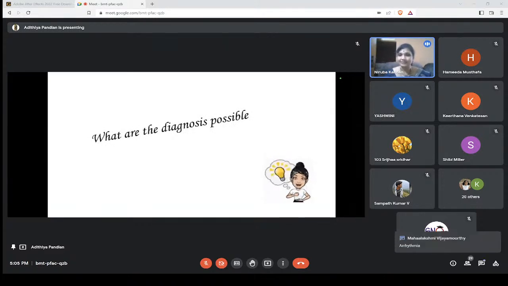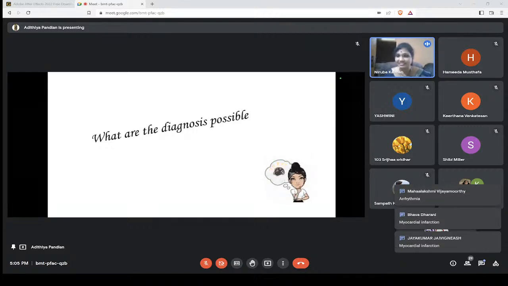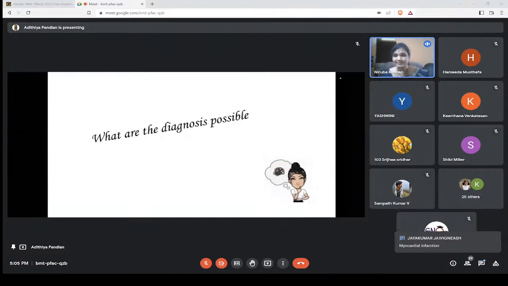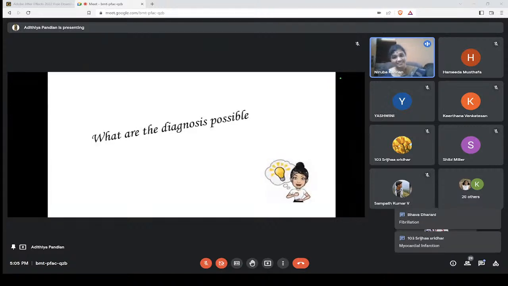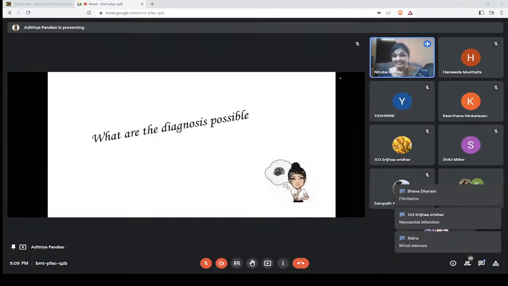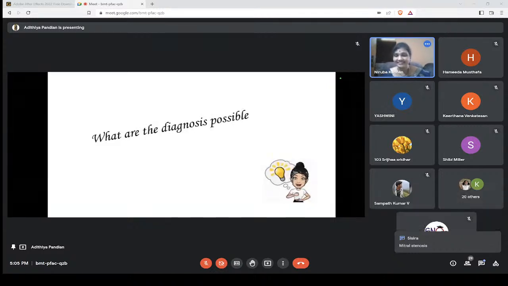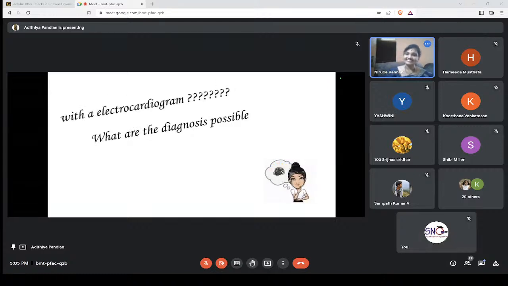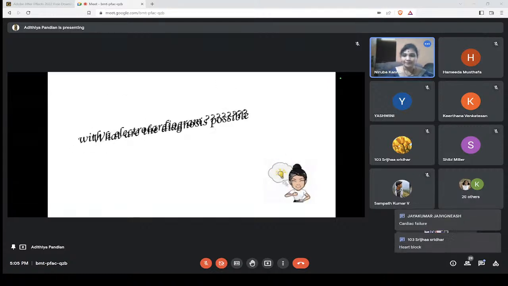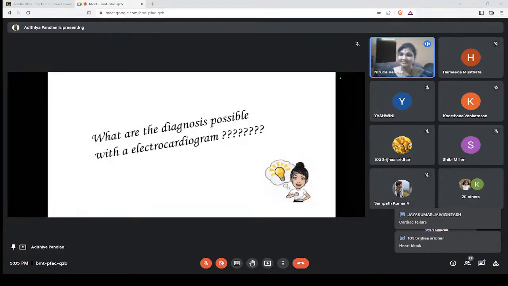Okay, arrhythmias, very good. Mahalakshmi has answered. Myocardial infarction, very good. Infarction, yes. We can get some 29 responses from everybody. Even if it is a repetition, not a problem. Fibrillation, infarction, yes. Stenosis, good. Cardiac failure, very good. Heart blocks, very, very good.